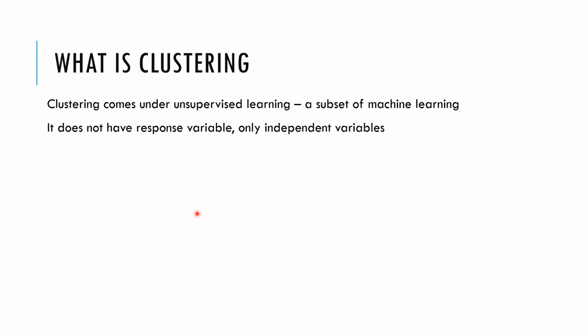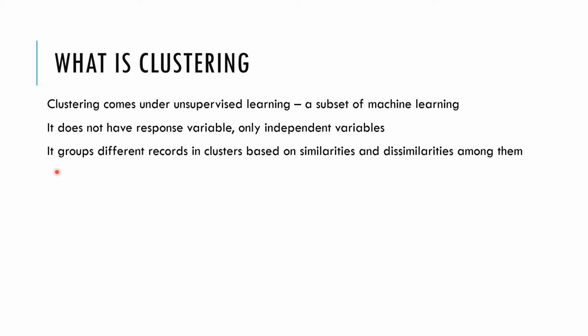So it does not have a response. The data set does not have a response variable. It only has independent variables. Based on this data, we build a machine learning model, and that's why it's called unsupervised learning, because there is no response variable to supervise the learning process.